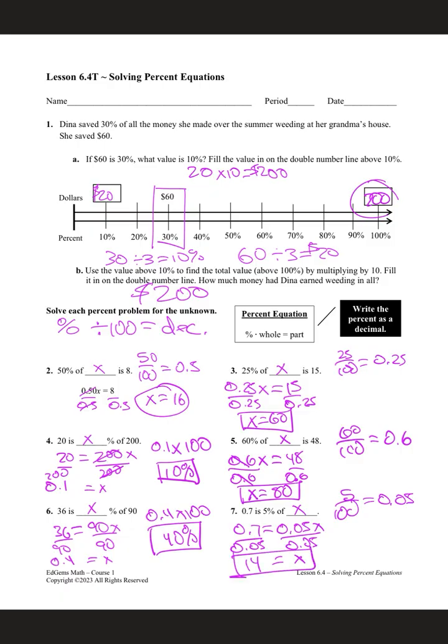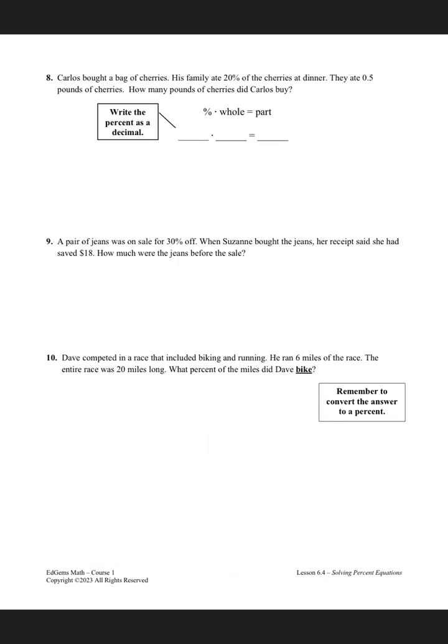And there you have her. Let's jump on to the back page. Okay, for 8, 9, and 10, we've got some story problems here.